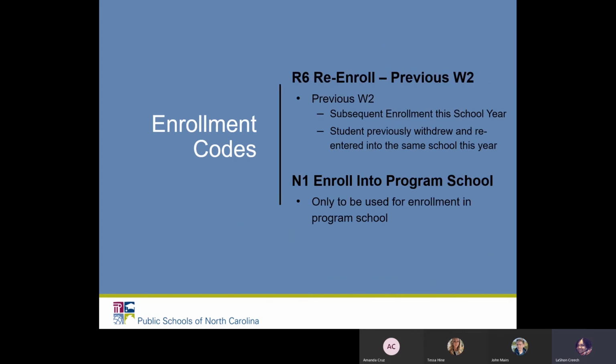R6, re-enroll previous W2, means a student is re-enrolling into the same school in which he was previously withdrawn this school year as a W2. N1 is used for enrollment in special program schools, for example, CCAS.